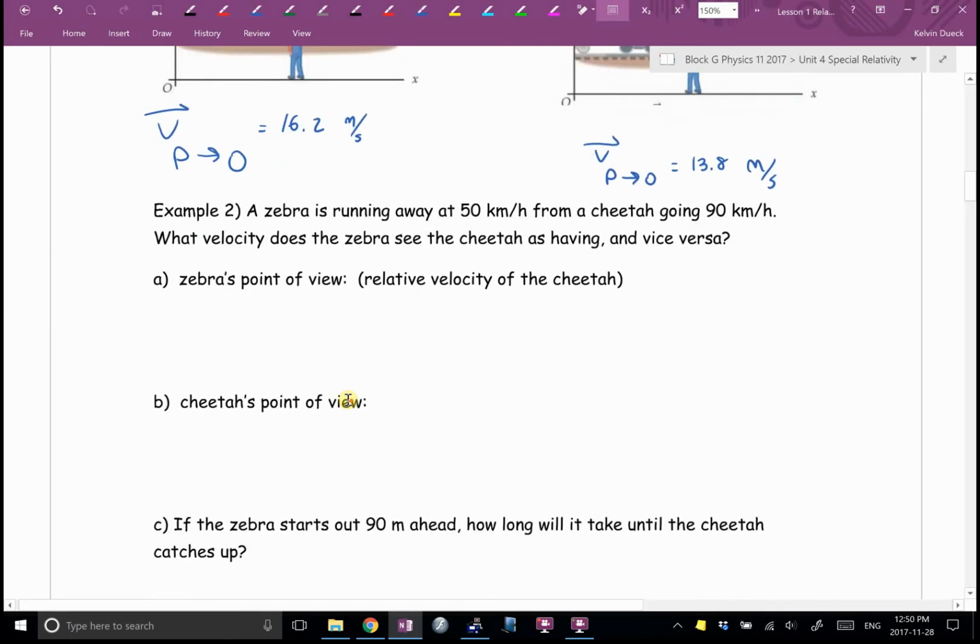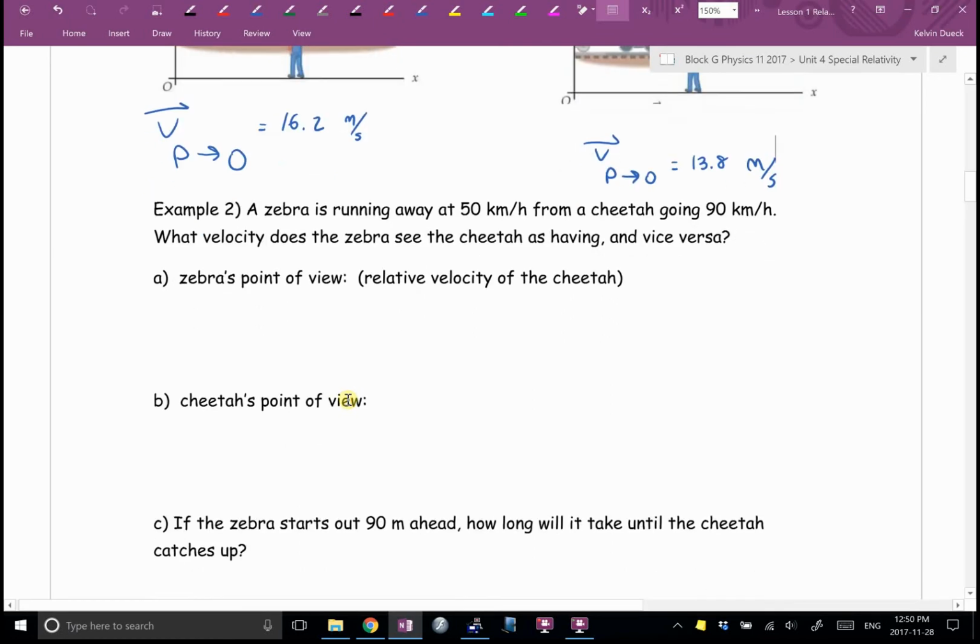Okay. Example 2. A zebra is running away at 50 kilometers per hour from a cheetah going at 90 kilometers per hour. So the zebra is in front. The cheetah is behind. What velocity does the zebra see the cheetah having, and vice versa? Okay, so what is the velocity of the cheetah relative to the zebra? First of all, what's the difference in speed here?